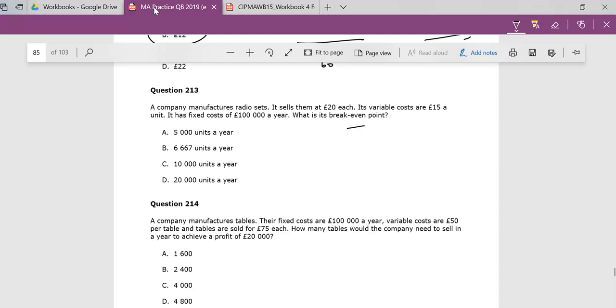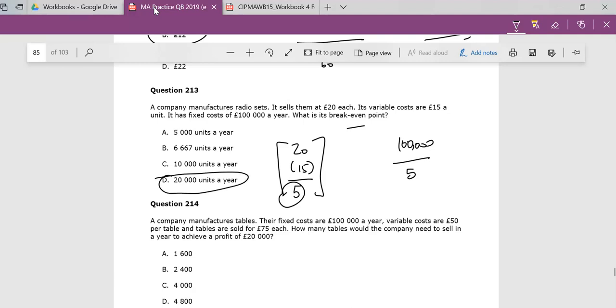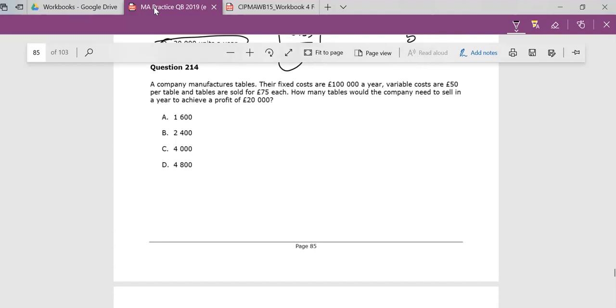That's the principle here. So we're in marginal costing land again. It's telling us that we sell each of these items for £20. It costs us 15, so we're making a contribution of 5. How many of these units do we need to sell to meet this fixed cost of 100,000? Well, it's simply 100,000 over 5, and that nicely looks like a clear 20,000. So we have 20,000 units as your answer for question 213.